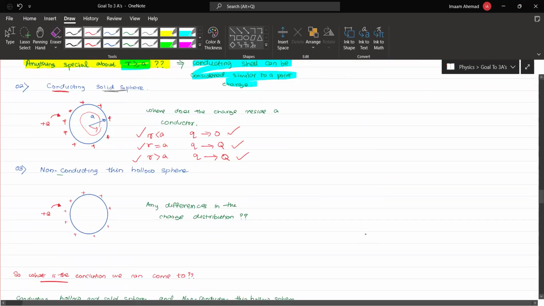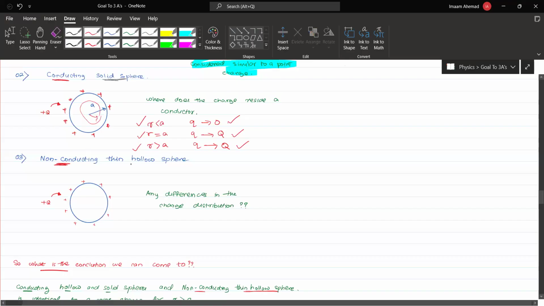Now, let's look at non-conducting. Non-conducting thin hollow sphere. Rimza, here we are not going to get any induced charge, because the charges are not able to go inside. To have induced charge, we will need to have concentric spheres, a sphere inside a sphere. Then only we can have induced charges. Because we only have one sphere, we won't have induced charge. Is it clear?